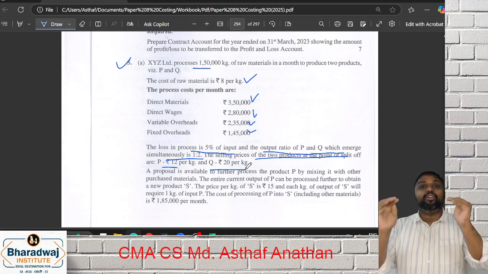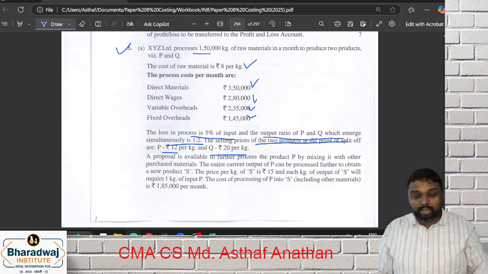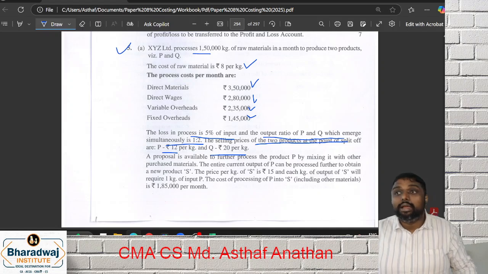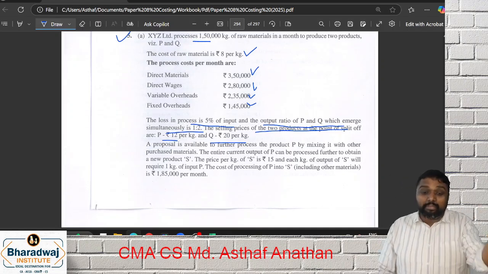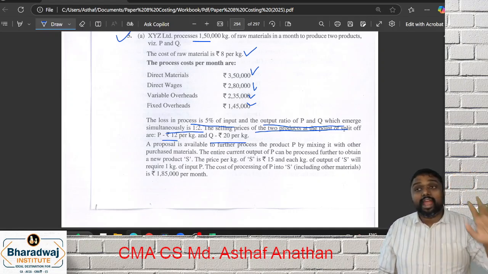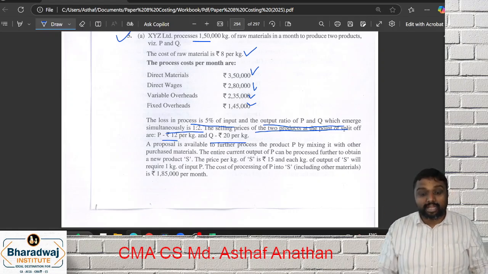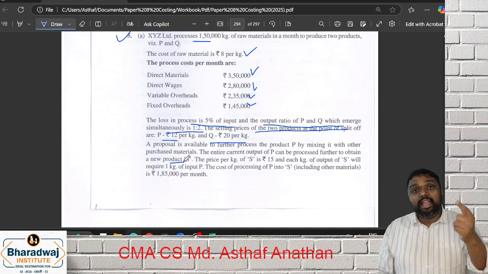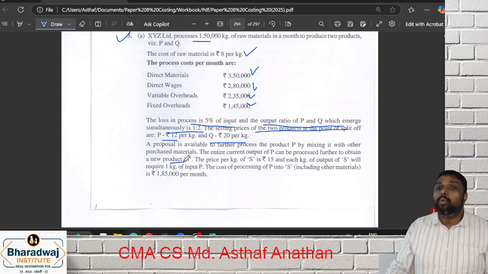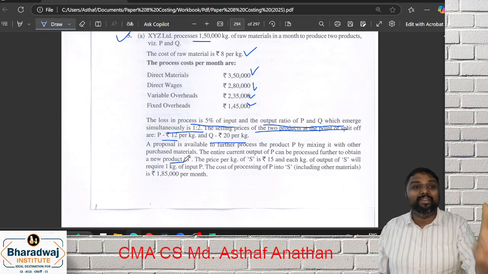Now, next they gave the clue for further process. With your permission, we'll read. A proposal is available to further process product P. So, which product are they going to further process? P. By mixing it with other material, the entire current output of P can be further processed. And very interestingly, if P is further processed, then the new product is called what? S. The selling price of S is what? 15. And each kg of output of S will get what? 1 kg of P.